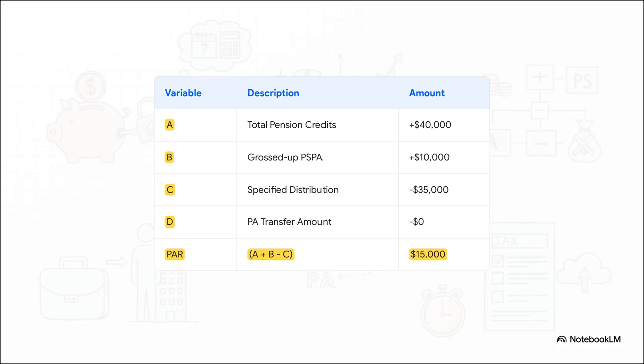See how it works? The system calculates that she was shortchanged by $15,000 in benefits compared to the RSP room she lost, so it gives her that $15,000 in room right back.